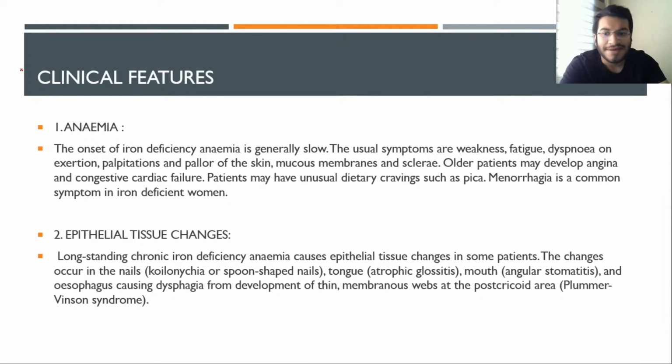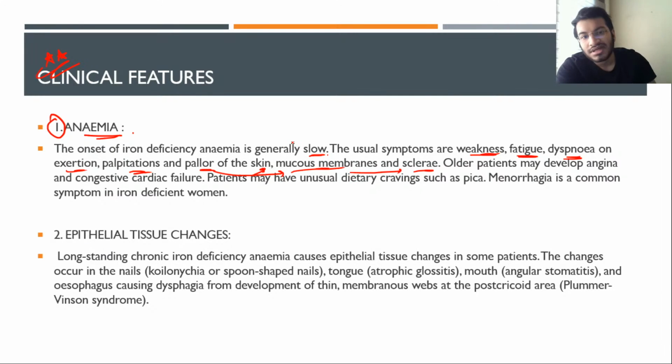Then clinical features. First of all, anemia की वजह से the onset of iron deficiency anemia is slow. The usual symptoms are weakness, fatigue, dyspnea on exertion, palpitations, pallor of mucous membranes and sclera, right? Pallor of skin, pallor of mucous membrane and pallor of sclera.